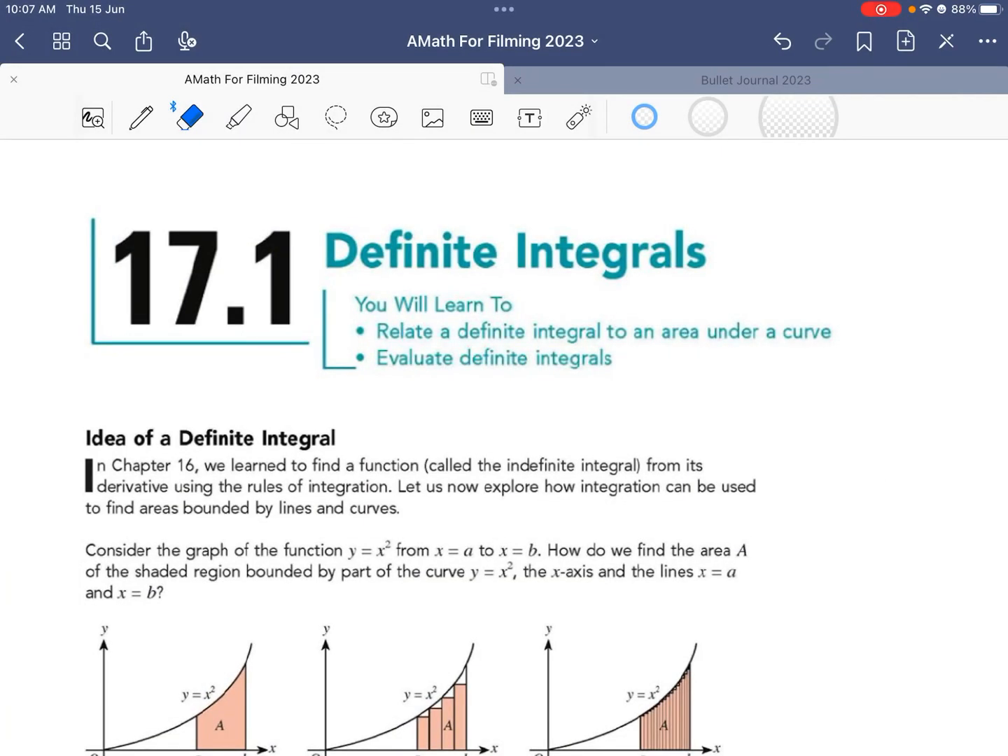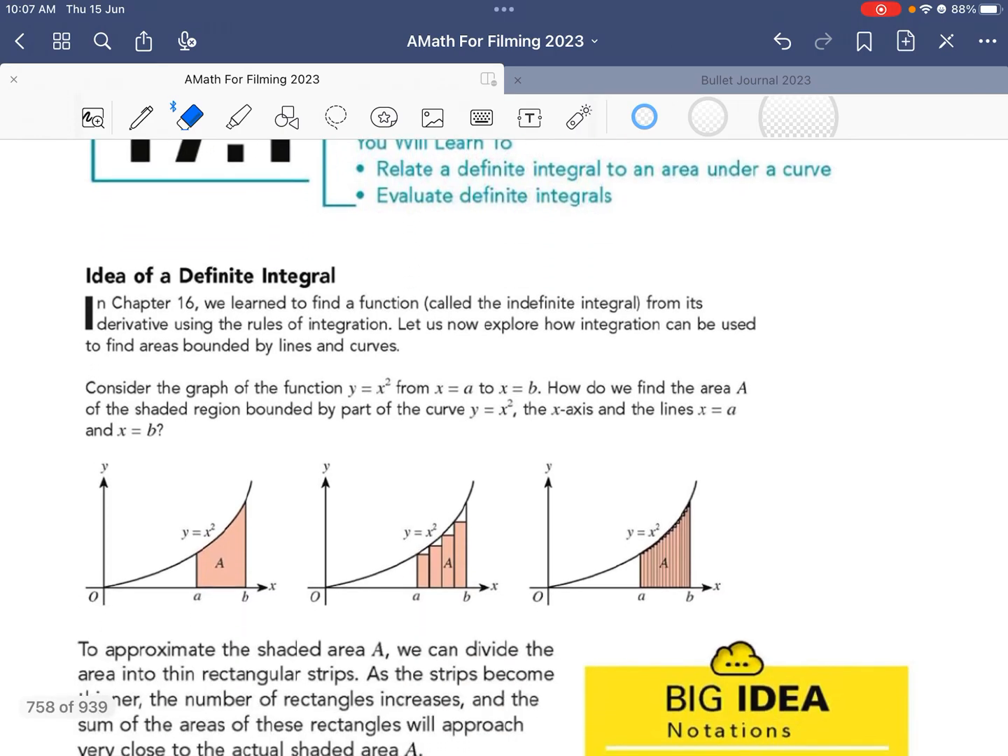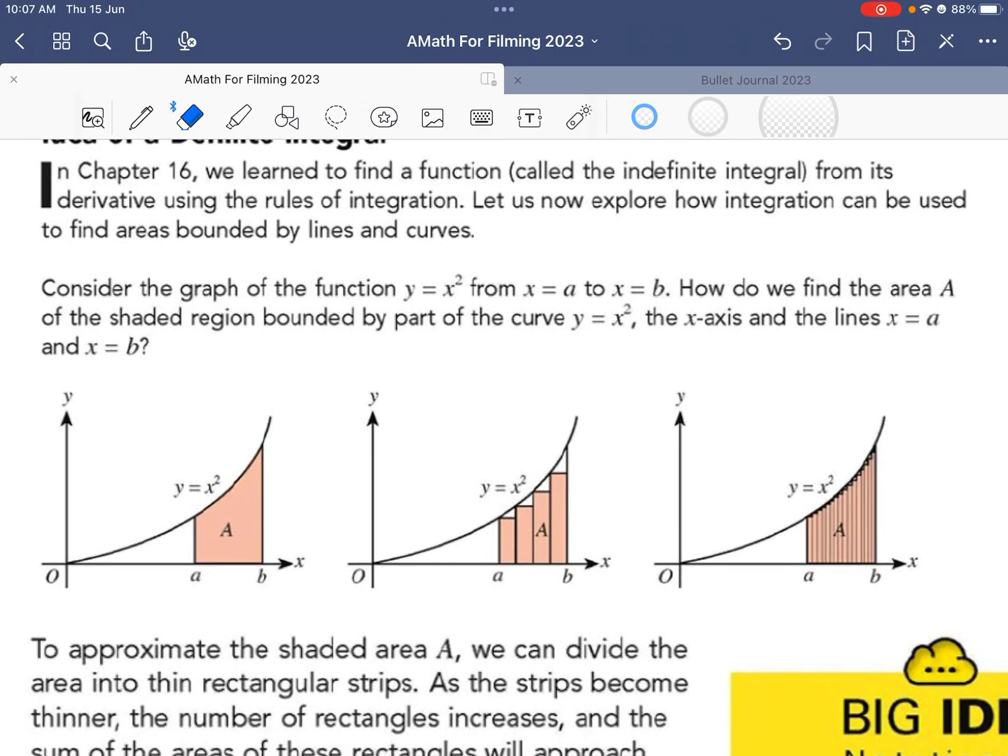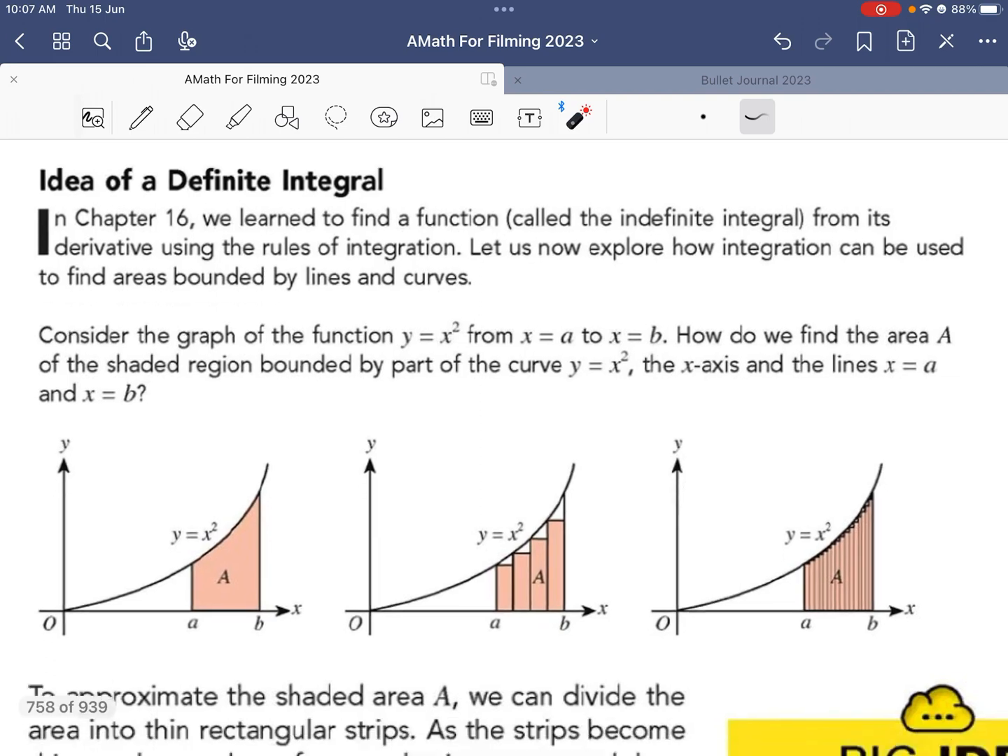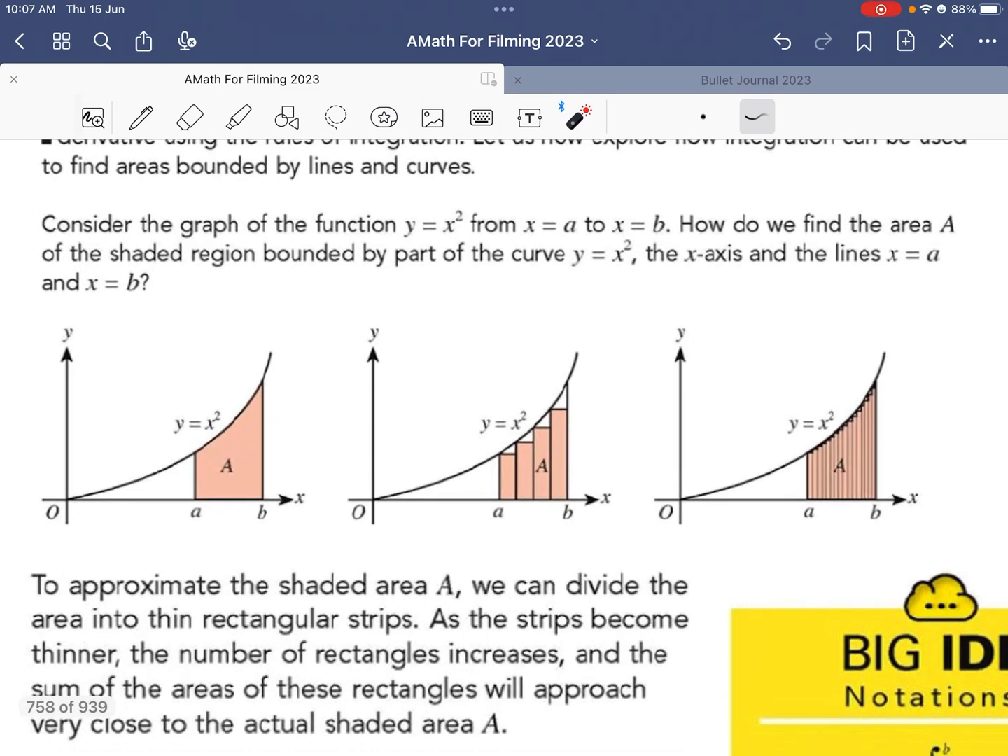Today we'll be learning about 17.1 definite integrals. First and foremost, we just introduced to you the idea of a definite integral. So far, what we have been doing is the indefinite integral. Then we know that when you have an indefinite integral, there's an integration constant. So now there's something called a definite integral, which means that there's a value there, so we don't need to consider that constant itself. So first and foremost, what do we use the definite integral for?